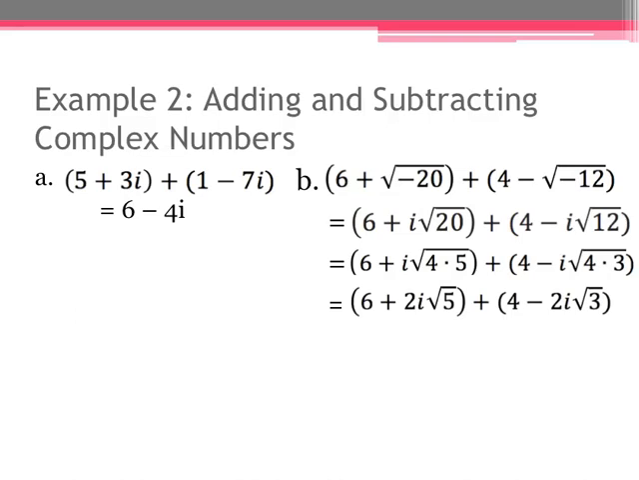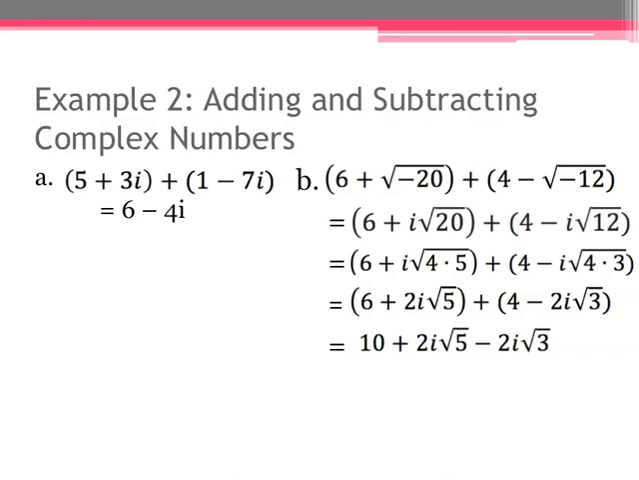Now we can see what like terms we have. So we can add the 6 and the 4 together to get 10. But the 2i root 5 and the 2i root 3, we are not going to be able to combine those two together because one is the square root of 5 and one is the square root of 3. You can only combine them if they are both the same thing under the square root. So we can just write this as 10 plus 2i root 5 minus 2i root 3.